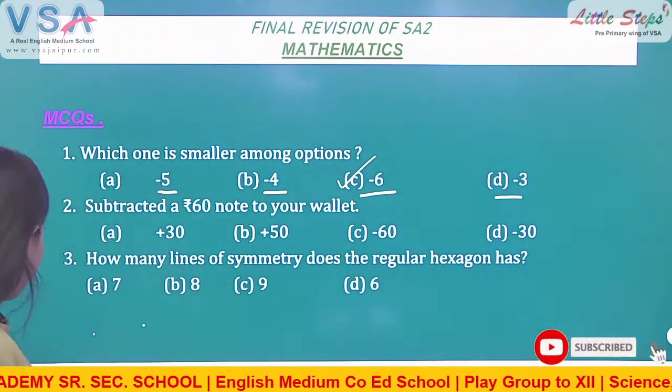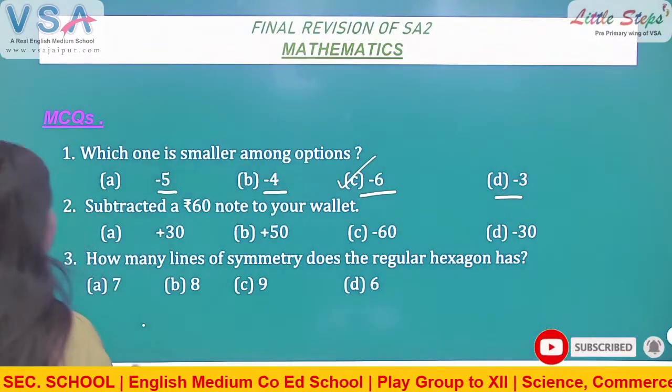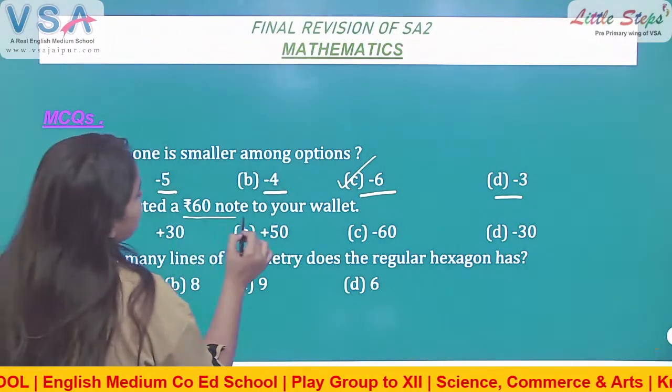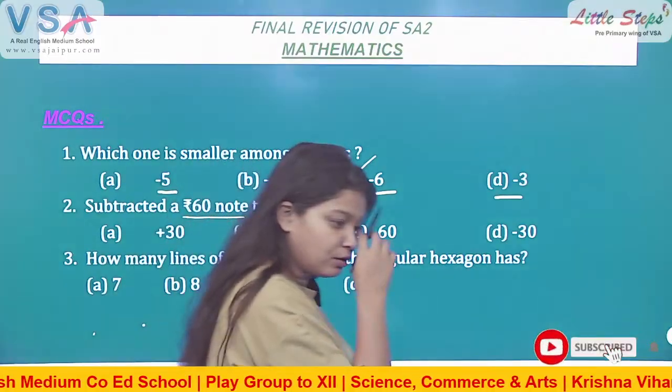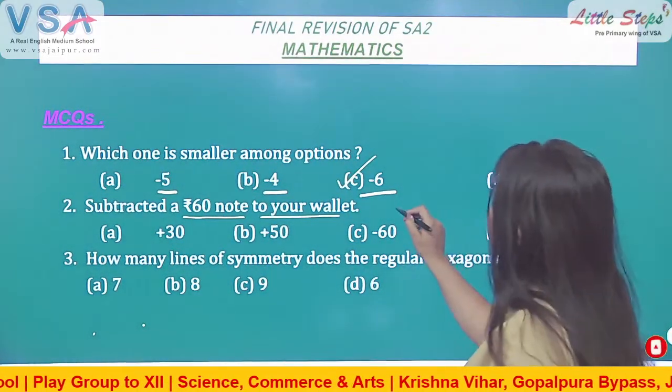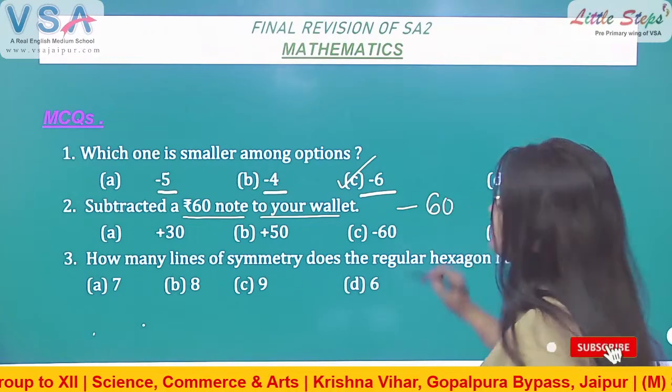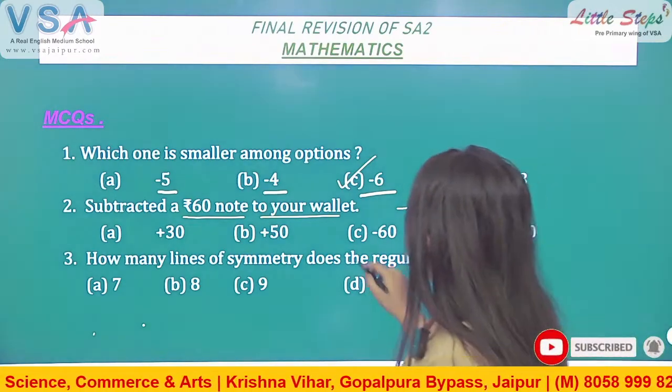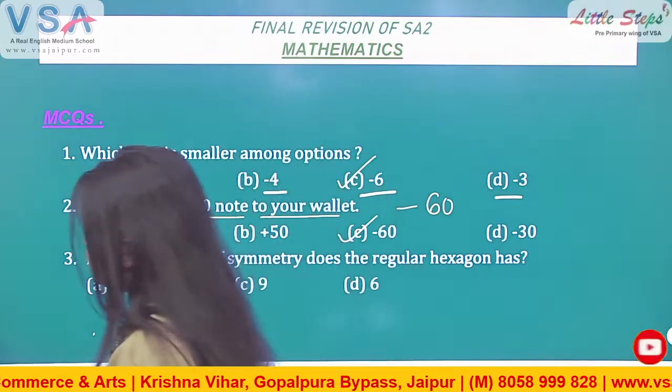Moving on to MCQ second. Subtracted a 60 note from your wallet. As you all know, when we subtract a number, we will use a negative integer. Negative integer 60. Option C is the correct answer for this.